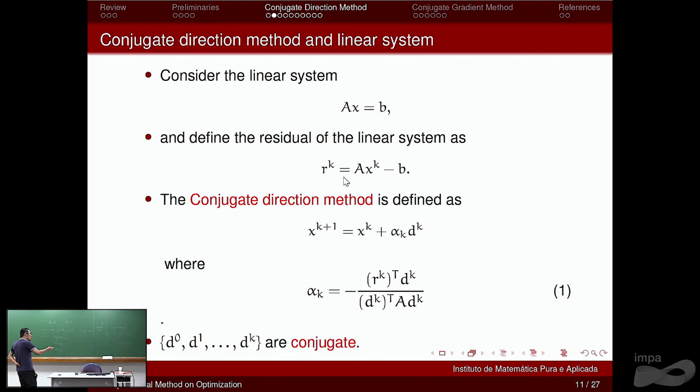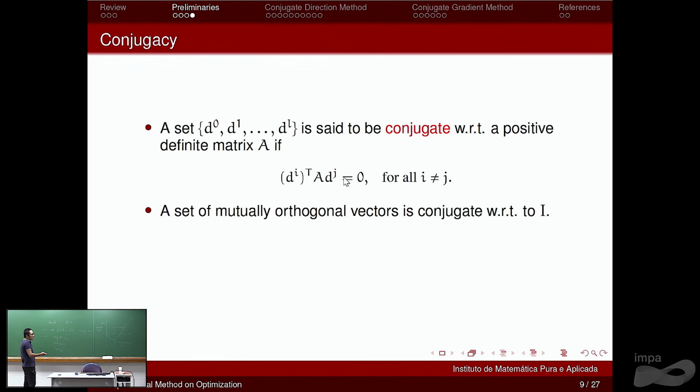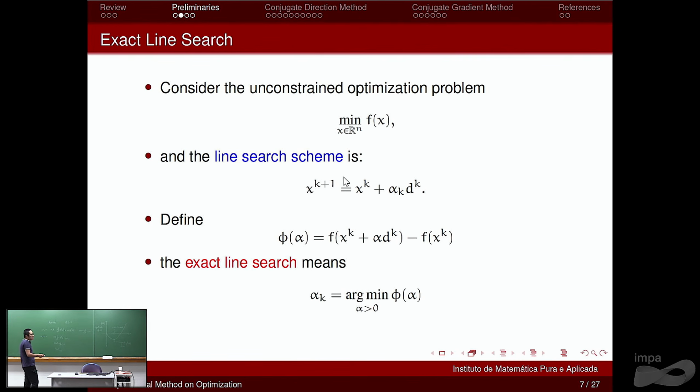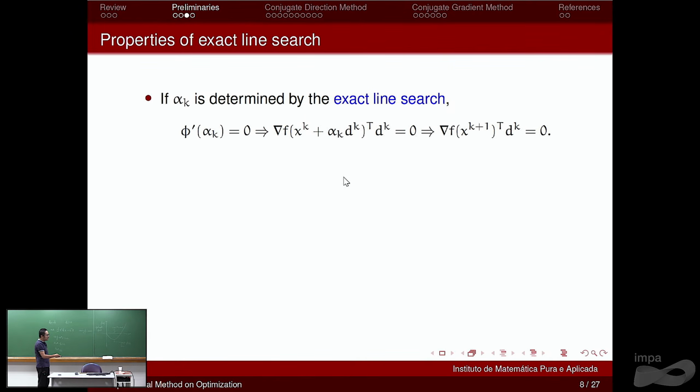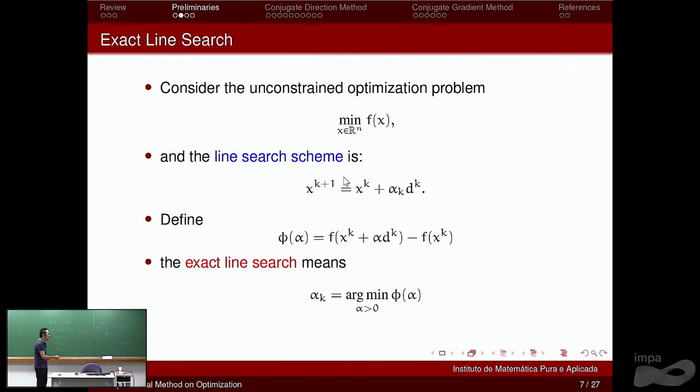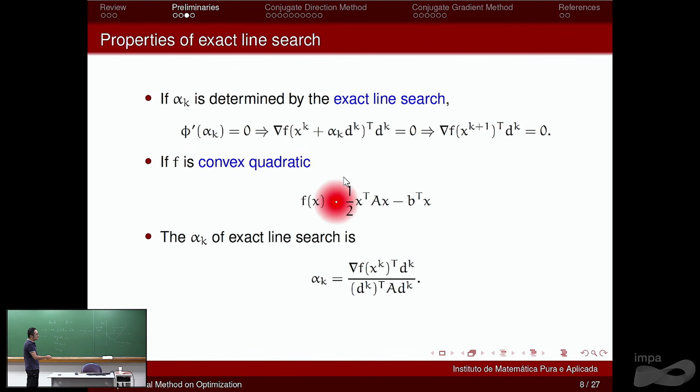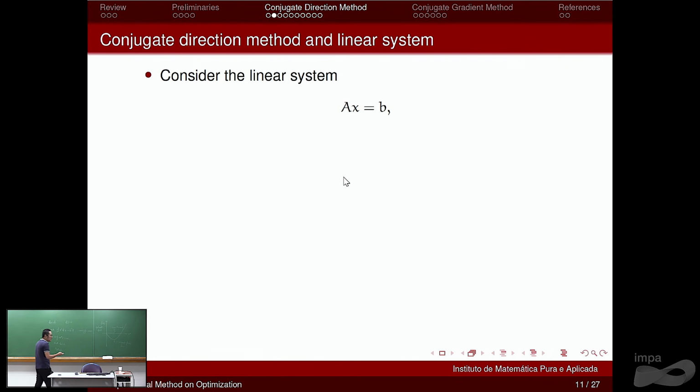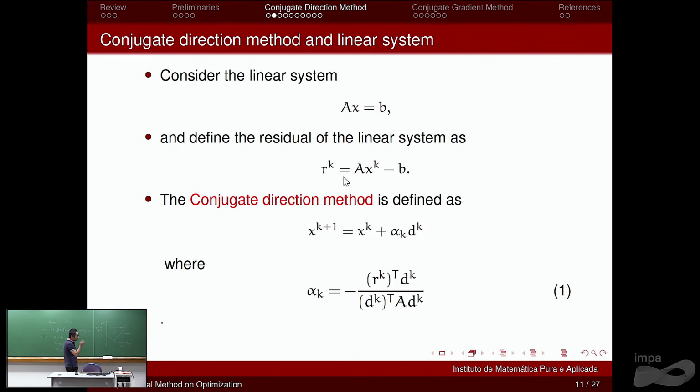Okay, actually, how do we get this? This is exactly obtained by the exact line search. Just to recall, what is exact line search? The exact line search is just to minimize this univariate function, phi alpha, and if you assume your function is quadratic, then you get this. Then we implement this formula of alpha in the scheme of the conjugate direction method.